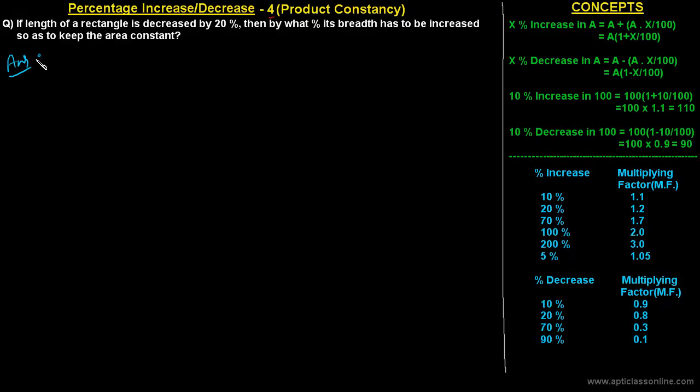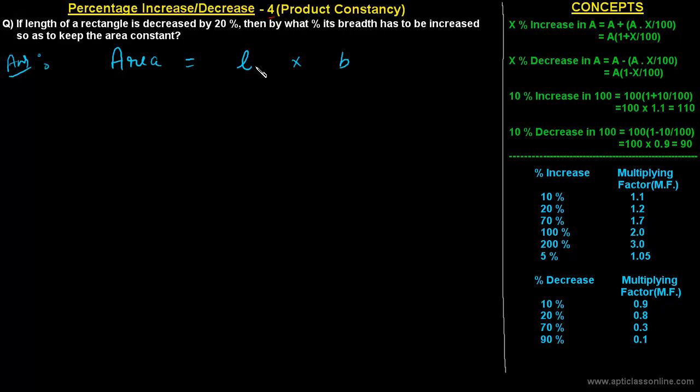First, we read this question. The question is, if length of rectangle is decreased by 20%, then by what percent its breadth has to be increased so as to keep the area constant? So as we all know that area of rectangle is length into breadth. Here it is given that the length of a rectangle is decreased by some 20%. So obviously, if the area has to be constant, then breadth has to be increased.